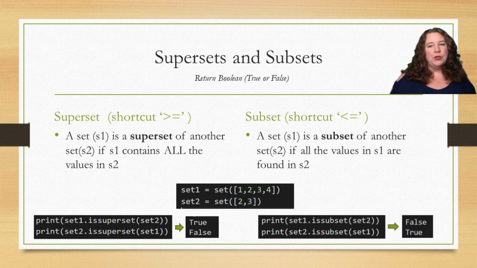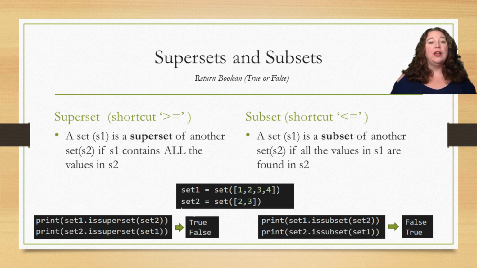So in this case, I have set 1 and set 2. I've run is superset and is subset on both, and then showed you the answers of true or false so that you can see I've given the set 1, 2, 3, 4, and then 2 and 3. So yes, it's a superset. No, it's not a superset going in the other direction. Supersets and subsets are usually opposites of each other. So if you're a superset one direction, you would be a subset the other direction.